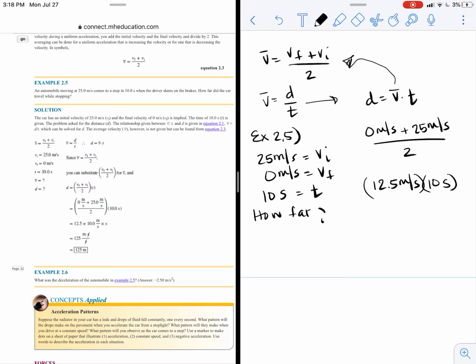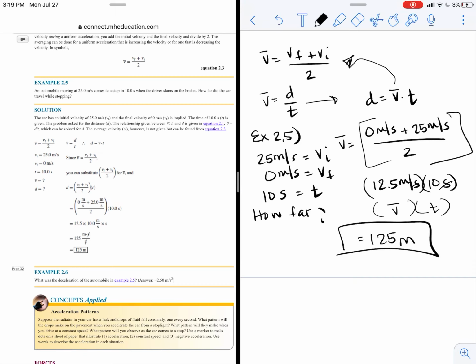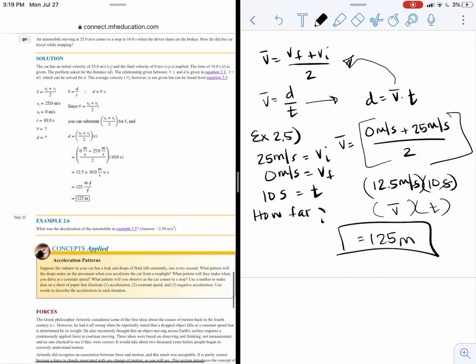So what I did is I took this right here, which gives me average velocity. This answer, 12.5, is average velocity, times time, which is that 10 seconds. When I multiply those two things together, I get 125. What happens to my seconds here? They cancel, and I'm left with meters. So I have 125 meters. Hopefully that makes some sense.